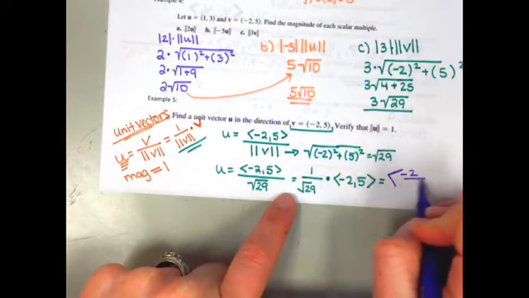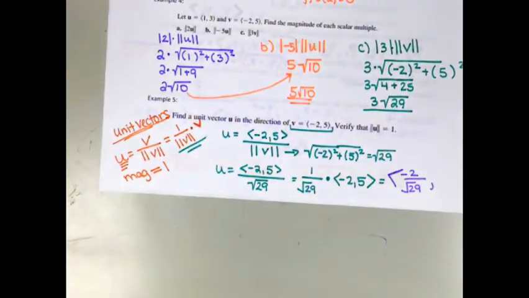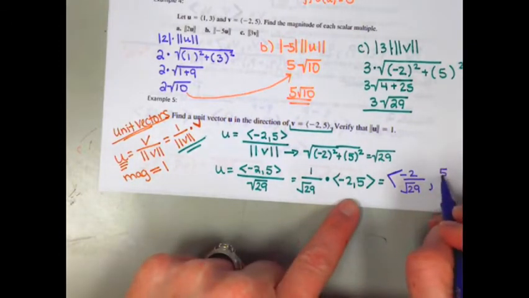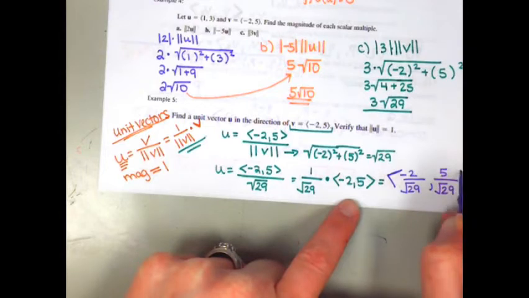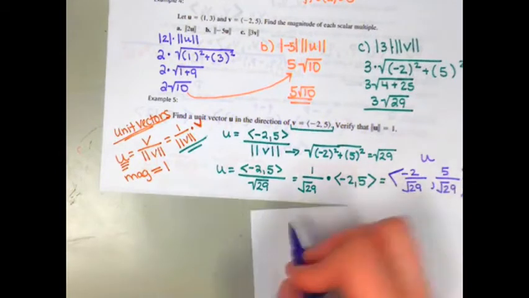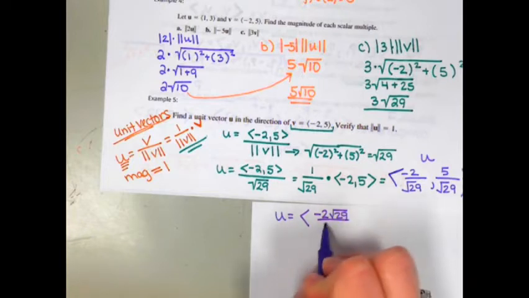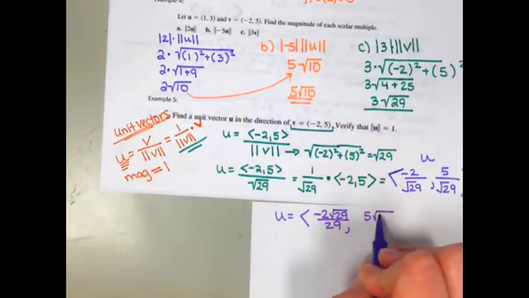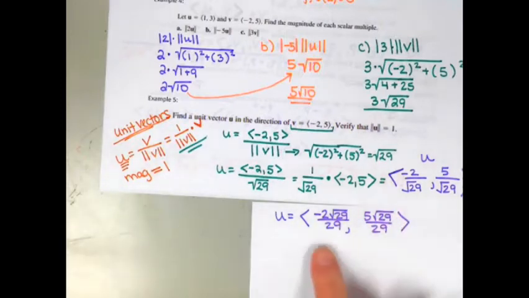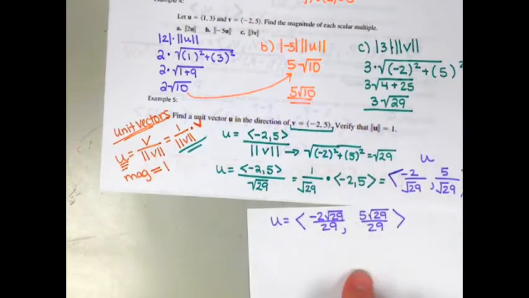Is that -2 over radical 29, comma, which we have to rationalize, right? But we'll get to that in a second. And then what's 1 over radical 29 times 5? 5 over radical 29. So this here is my unit vector. However, we should rationalize that, right? What is that rationalized? Right. So rationalized, you have negative 2 radical 29 over 29, comma, 5 radical 29 over 29. Is everyone okay with that?